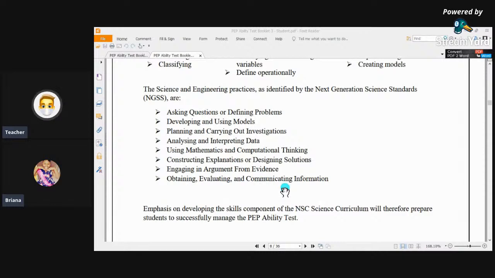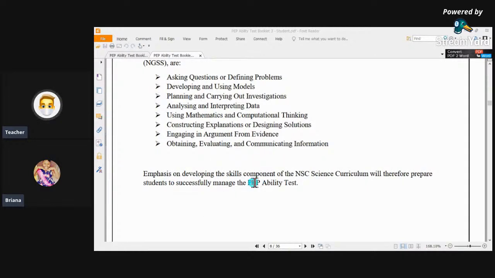So, as good scientists, when we have done our investigations and so on, what do we do with the information? Can we communicate this information to others? What's the process involved in that? So, with the emphasis on developing skills, the skills components of the NSC will therefore prepare students to successfully manage the PEP ability test. So, for those of you who like science, what this is saying is being a good science student is going to help you to do well on PEP.